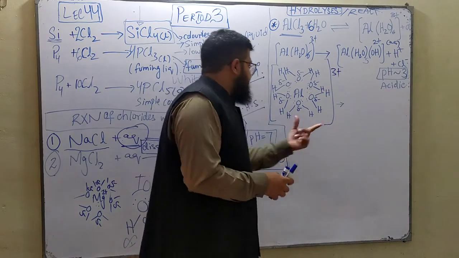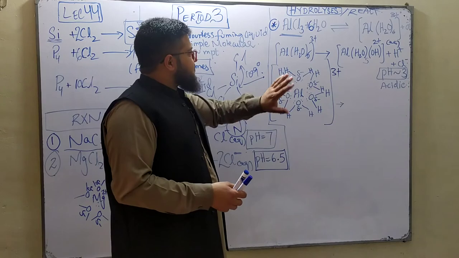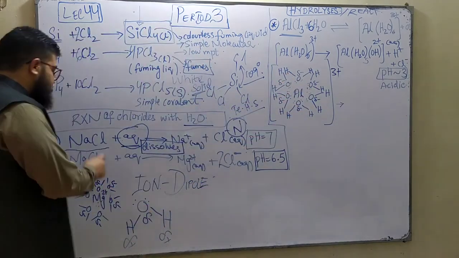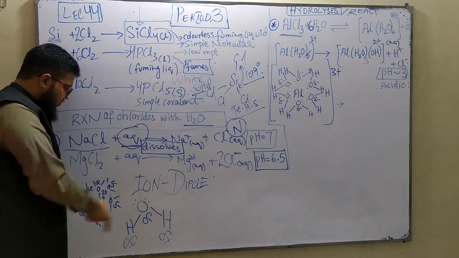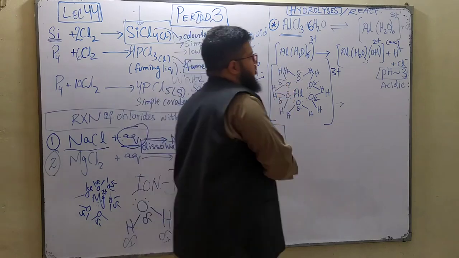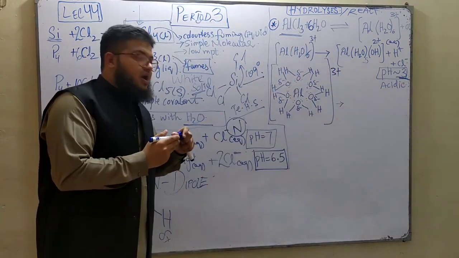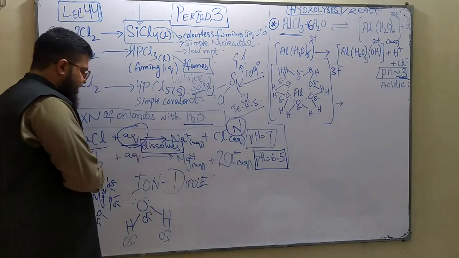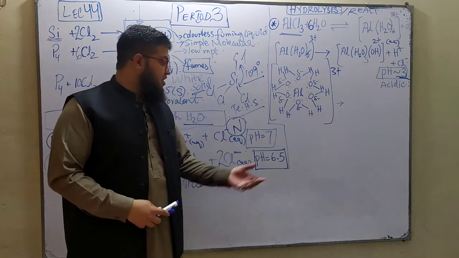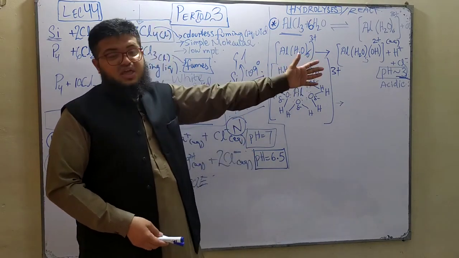Now, this ion which is formed, what's the significance? This ion was also formed in the case of sodium, and also in the case of magnesium. But the pH of aluminum chloride is 3. It is the most acidic, whereas the pH of sodium chloride and magnesium chloride were 7 and 6.5. They were more alkaline compared to the acidic pH of 3.